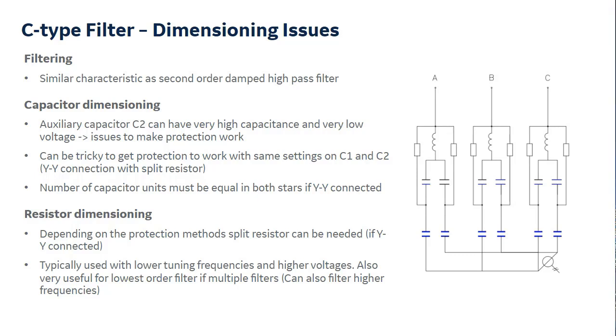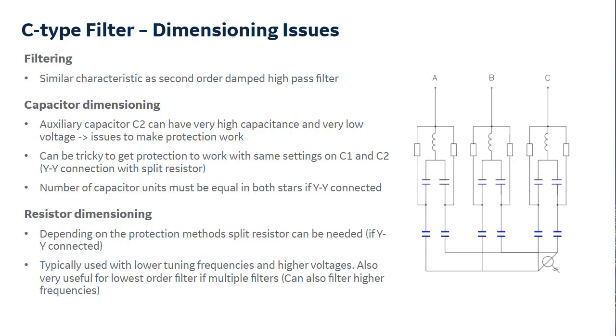And then the number of capacitor units must be equal with this kind of schematic. It has to be equal in both stars, for both branches. So, for example, you cannot have one in parallel in one branch and two in parallel in the other. That will not work. And then the resistor dimensioning: depending on the protection method, a split resistor can be needed here. It is a split resistor because we want to use only one CT. We have to split the resistor here.